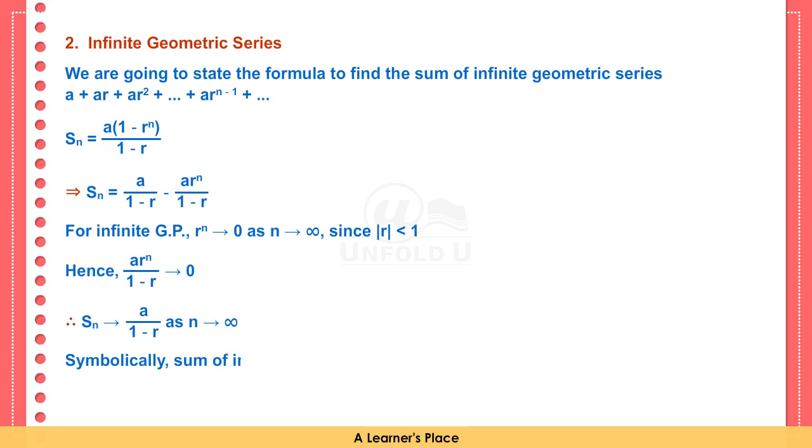Symbolically, sum of infinite geometric series is denoted by S. Thus, we have S is equal to a upon 1 minus r. Example: find the sum to infinity of the geometric progression minus 4 by 3, 4 by 9, minus 4 by 27, and so on.